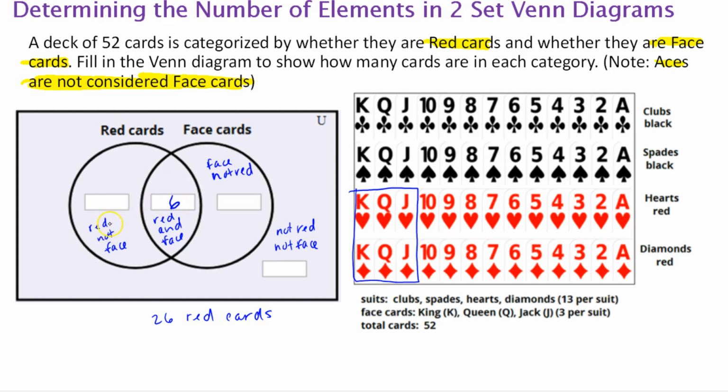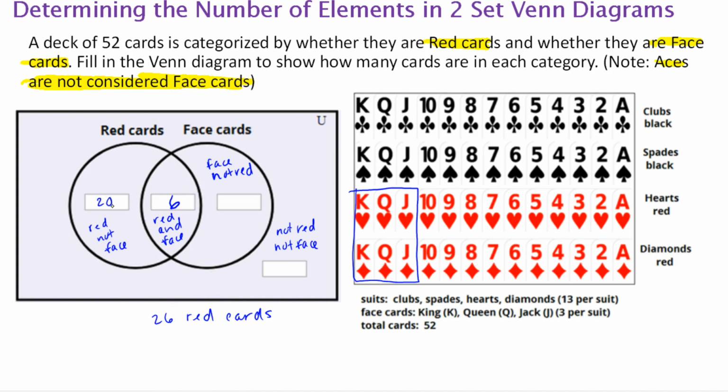Now we want red cards that are not face cards. Here are the red cards. Here are the face cards, so that means the rest of them are not face cards. So that's 10, 20. Notice you can also find that because there's a total of 26 red cards. If you subtract the 6, you get the 20 red, not face cards.